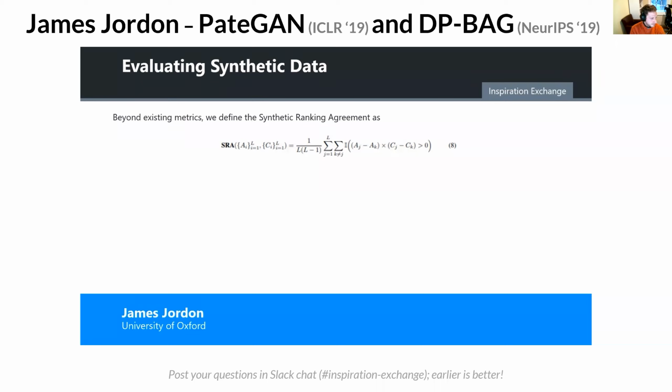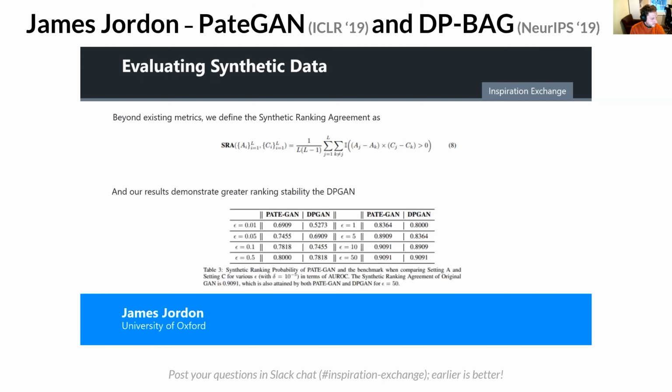For this model development to be meaningful, comparisons between models on the synthetic data need to reflect the comparisons on the real data, and this is exactly what the SRA measures. In PATE-GAN, we show significantly better SRA than DP-GAN, particularly in low privacy budget settings.